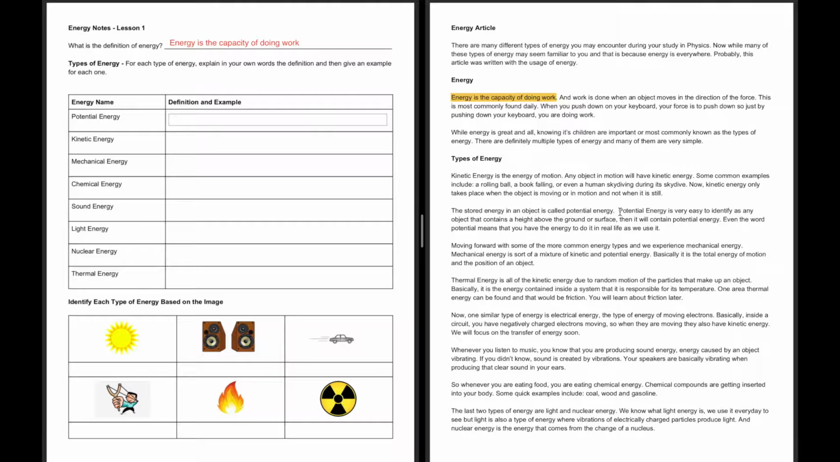Alright, so let's look for potential energy here. Potential energy is very easy to identify. Potential energy, so I've highlighted that. So this is the definition: any object at a height will contain potential energy. So that's basically the definition. So instead, we'll just say in our own words, any object with a height above ground level. Ground/surface. Alright.